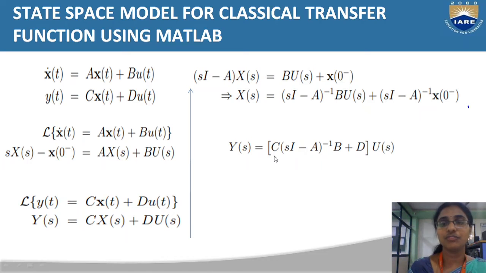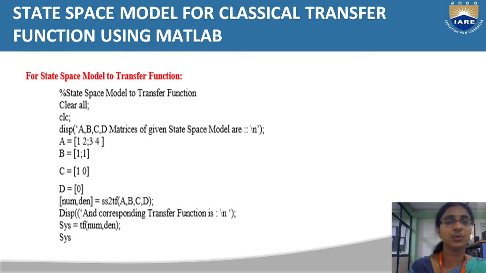Therefore Y of s by U of s is equal to C (sI minus A) inverse B plus D. Here A, B, C, D are all matrix forms. And this is the program we use for converting a state space model to a transfer function. For this we need inputs: A, B, C, D are the input matrices. The code is: numerator, denominator equals ss2tf of A comma B comma C comma D. So this is the program for converting a state space model to a transfer function.